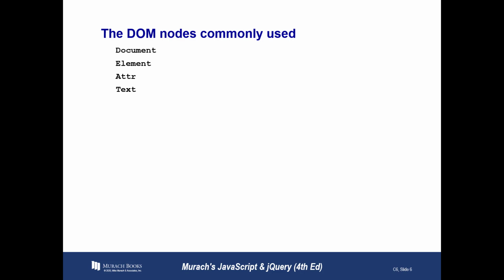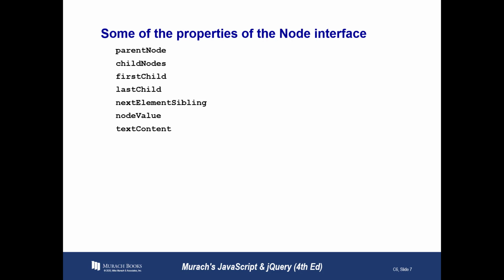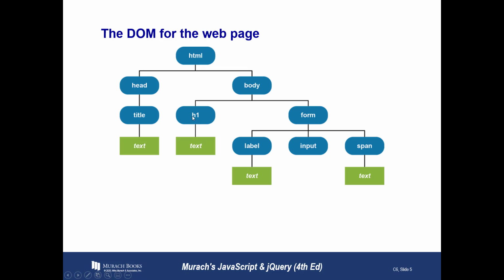The DOM nodes, as it says right there, we're commonly going to use document, element, ATTR, which is short for attribute, and text. And you actually just saw some of that. Some of the properties of the node interface: parent node. Again, HTML is the parent of head and body. Head is the parent of title. Body is the parent of H1 and form. Form is the parent of label, input, and span.